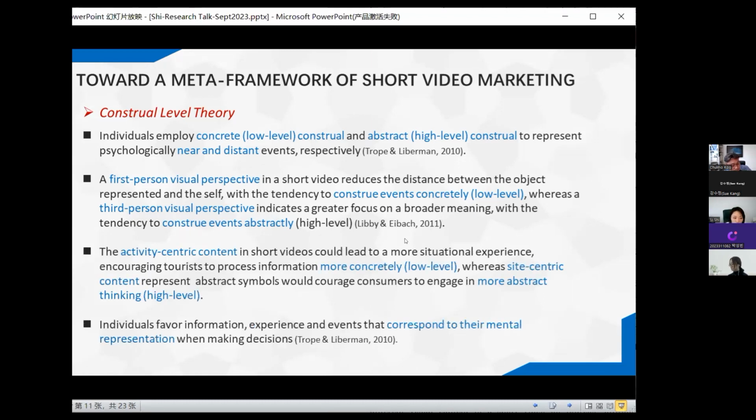Except for the visual perspective, the visual content is also related to individuals' control levels, because visual content central to embodied cognition would activate the audience's simulations of potential actions. Accordingly, the activity-centric content in short videos could lead to a more situational and concrete experience, and that will encourage the viewers to process the information using a low-level construct. When you are watching an activity, you feel that you are participating in the activity. You will feel more embodiment in the short video, so you will focus more on the details and use concrete thinking. That is a low-level construct.